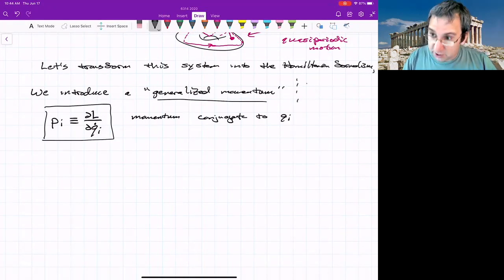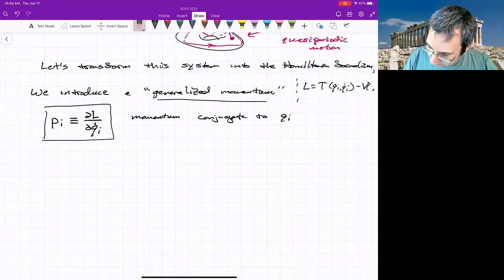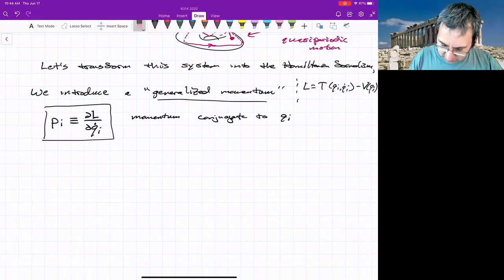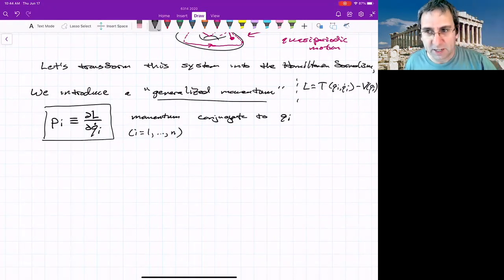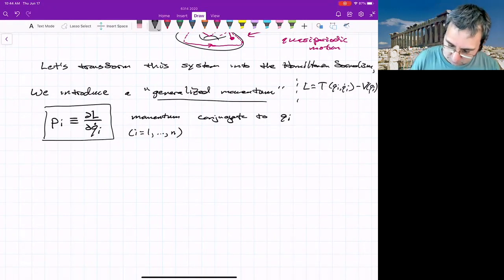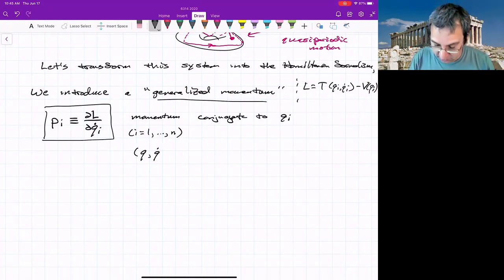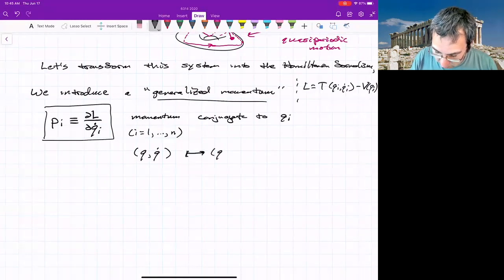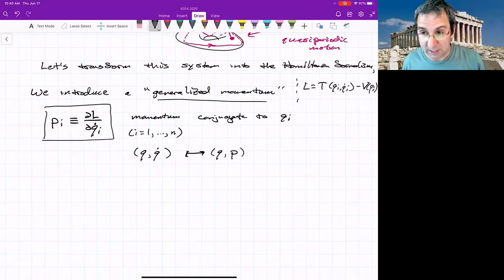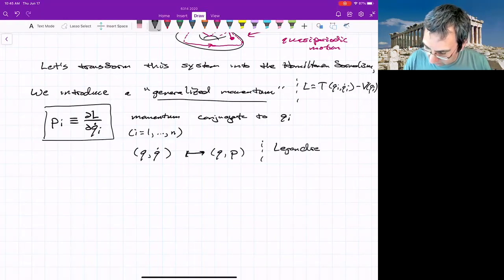So if our Lagrangian was T, which could depend on q_i dot, minus the potential energy, which depends on just q_i. When we do this, we've got n of these, right? i goes from 1 to n. And these need to be invertible. That allows us to write a transformation from the q's and the q dots to the same q's, but now the p's. This is a set of 2n variables. This is called the Legendre transformation, and we'll say more about it later.